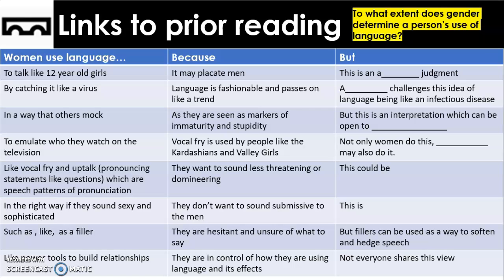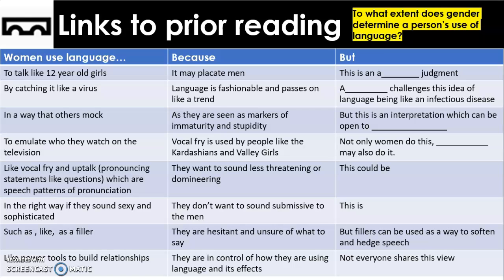But sexy and sophisticated, is that all women's talk is good for as well? So you say, but this is still a stereotypical idea, still reinforcing the idea that women are objectified and only valued on whether they're sexy or not. So you could still unpack that argument. Okay, women use language such as like as a filler because they are hesitant and unsure of what to say.